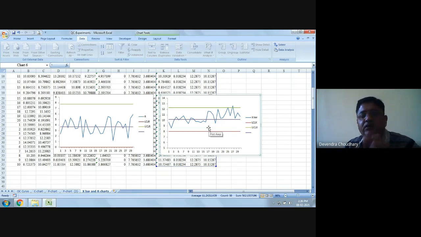Now, a change in variability is depicted by both charts, the R chart as well as the X bar chart. Whenever there is a shift in mean, it is only indicated by the X bar chart. If there is an upward shift, then most of the points will start falling above the center line, and if the shift is downward, then you will see most of the points falling near to the lower control limit.